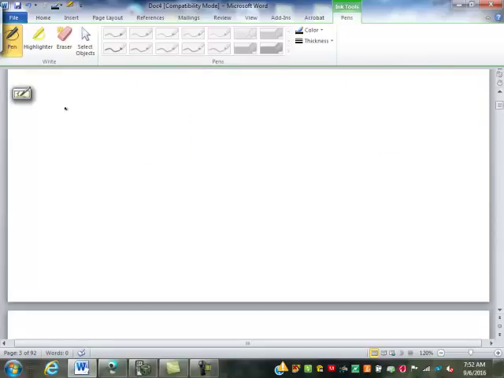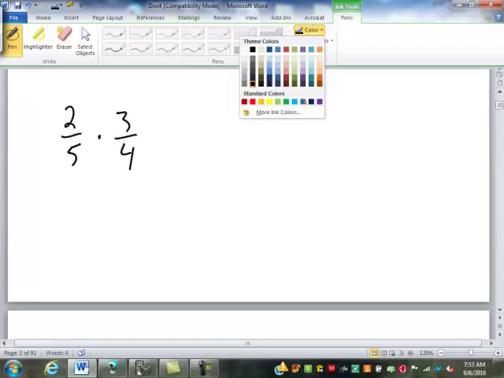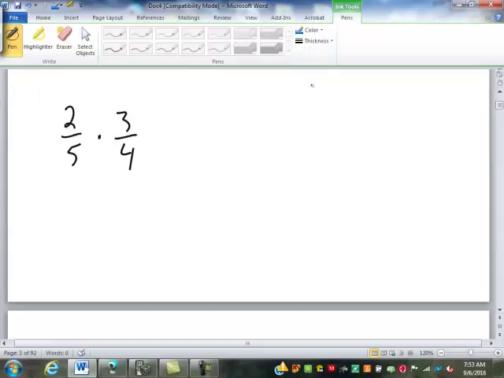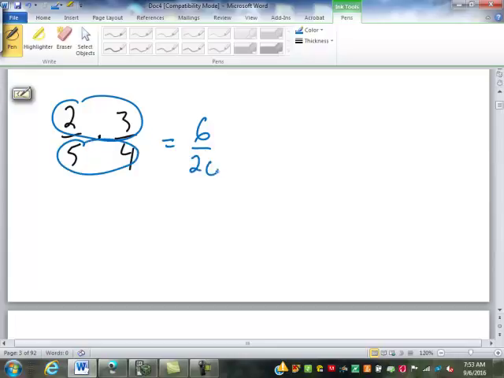Multiplication. Actually, I'm going to do 2/5 times 3/4. When we multiply, we do not need the same name, so we don't have to look for common denominators. Also, when we multiply, we combine the counts, so that would be 2 times 3, giving us 6, but we also combine the names, so that'd be 5 times 4 makes 20.